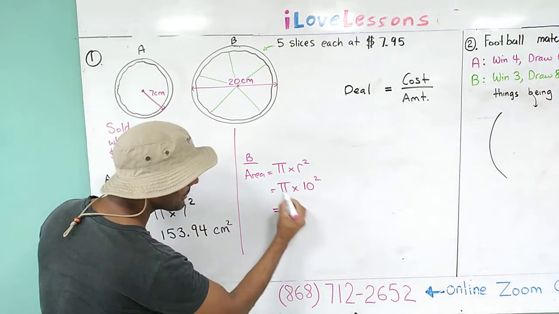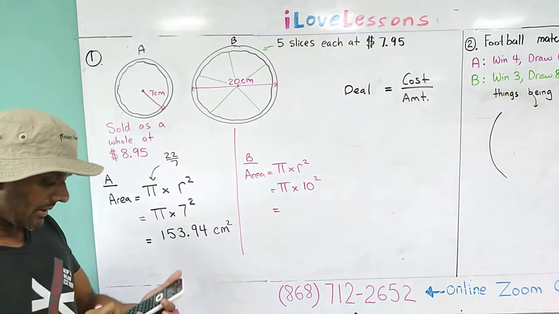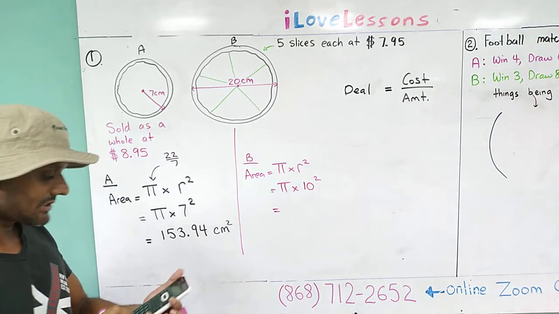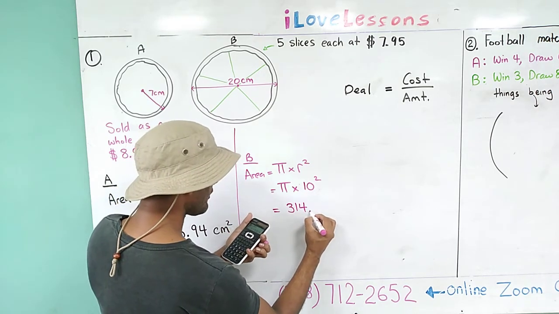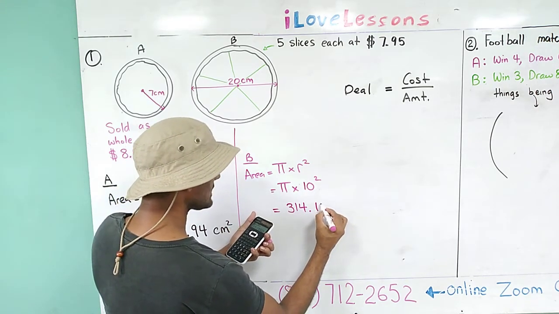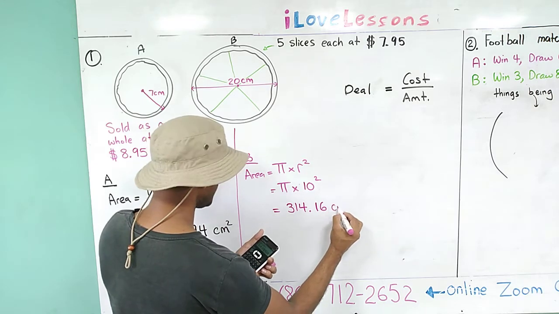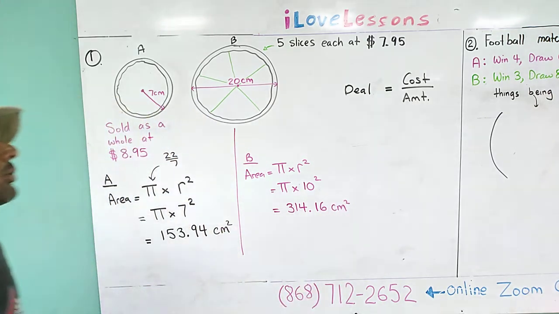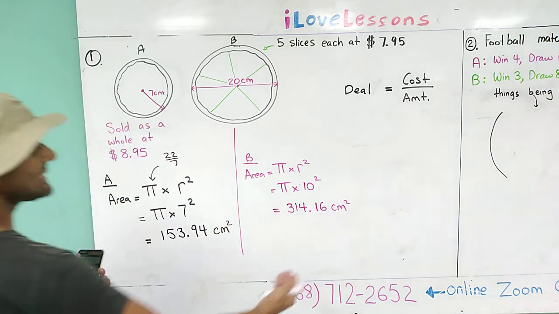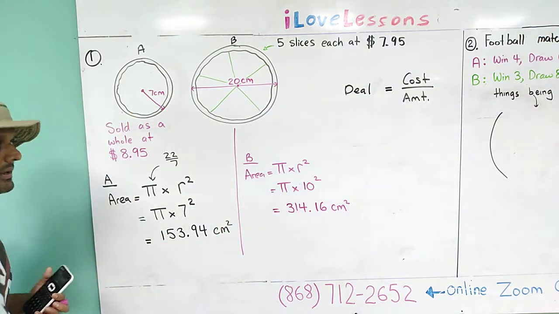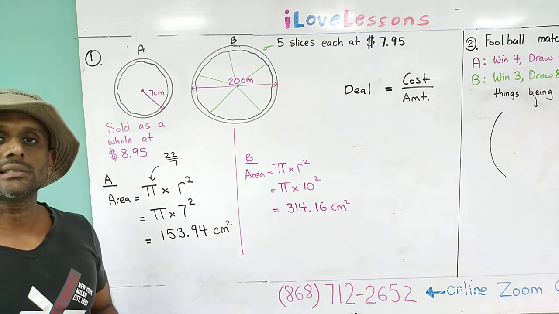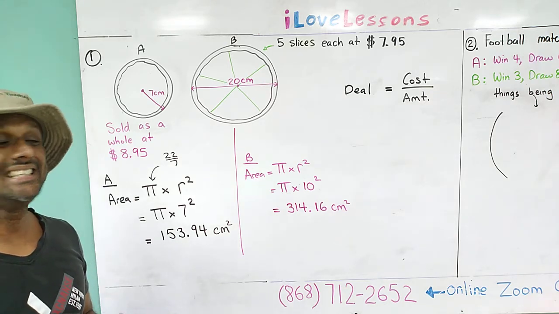Let's work this out. Pi multiplied by 10 squared is 314.16 centimeters squared, if we round it off. So this is the amount of pizza B and this is the amount of pizza A. It's time for us to work out the deal.